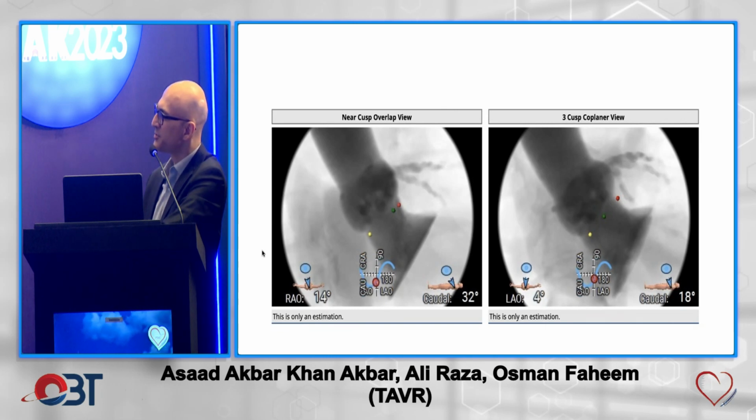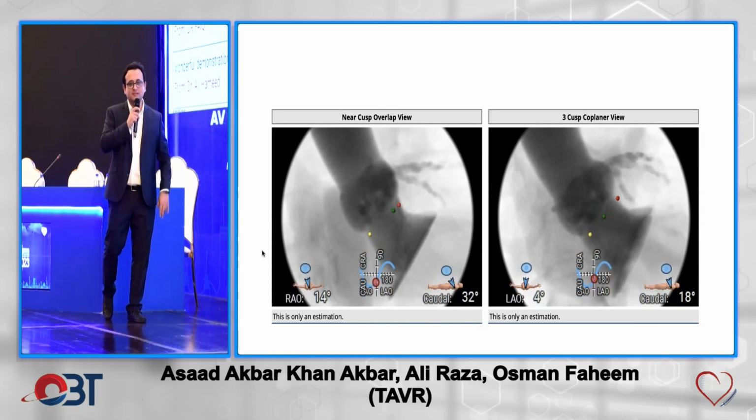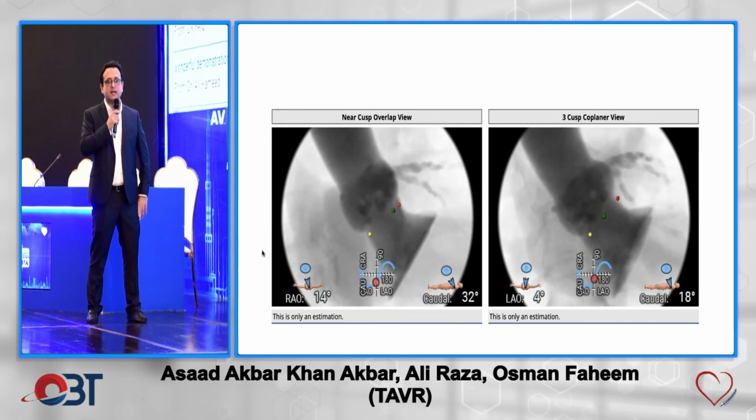So how do you guys use these two views in your practice? I think for bicuspids, you always end up using a near cusp overlap view. And actually, RAO caudal, I was thinking that it's acceptable. What we usually get is 50s and 40s. Those you can never achieve, but maybe 30. For the final deployment, obviously, you cannot do the entire procedure in it.